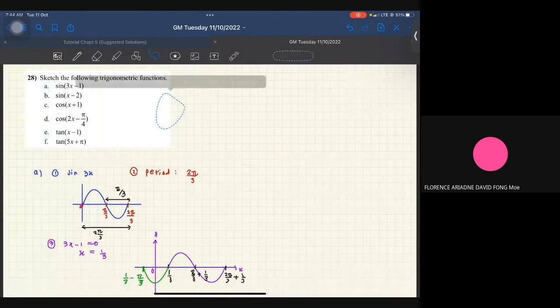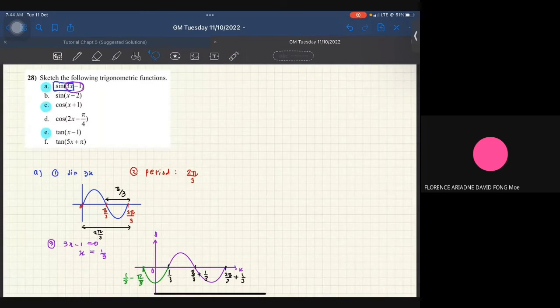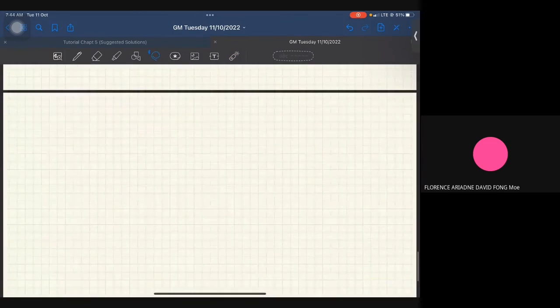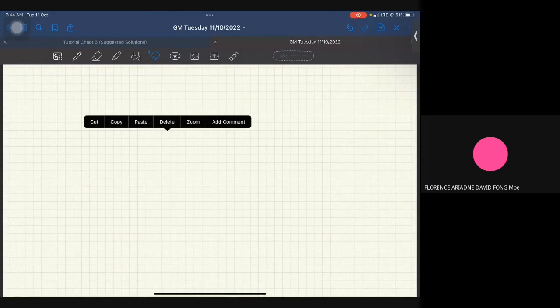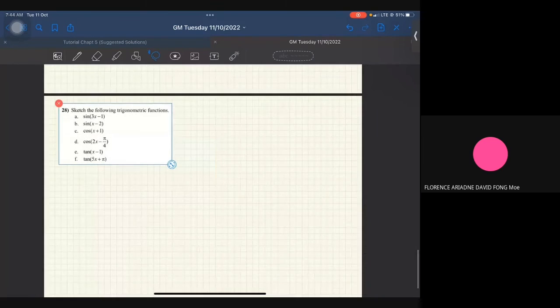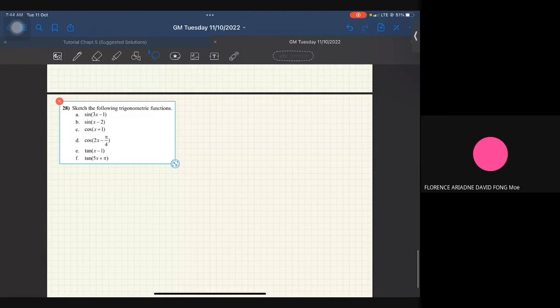Okay, so let's move on to the second one. Okay, number 28. Second one. Lagi satu je kot. Lepas tu tak sempat dah. Paste it. Okay, so let's go to question C pula. Okay, so untuk graph cost, saya akan ajar teknik yang kedua juga. Okay, so dia punya teknik sama je macam tadi.